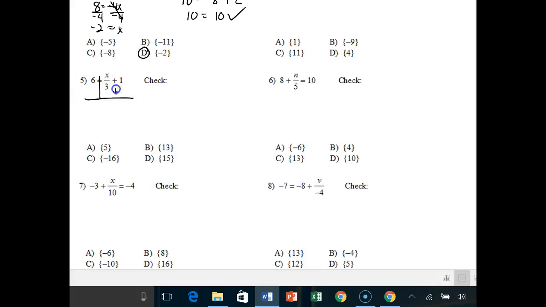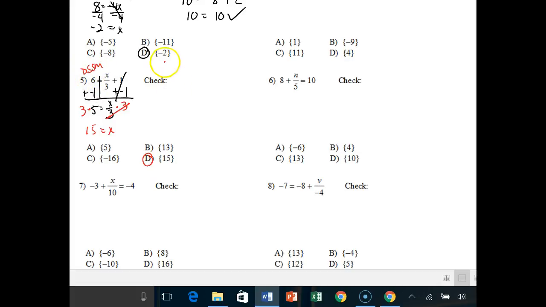draw your Tetris, add negative 1. Those cross off, you get 5 is equal to x over 3. On these ones, you multiply by 3 on both sides. We see division, so therefore we multiply. X is equal to 15, positive 15. This was a DSSM here, 6 plus negative 1.